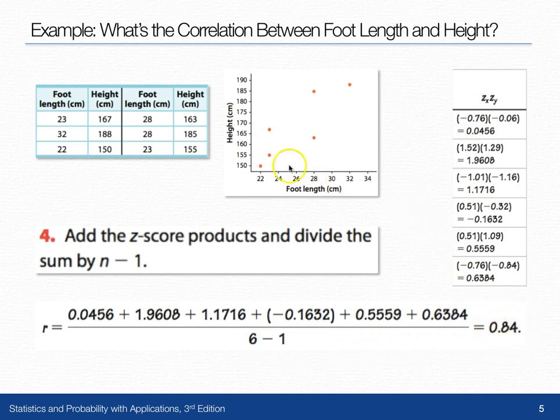Now that matches our original estimate in that it's positive and it's fairly close to 1 because this was a strong positive linear relationship. For additional practice finding the correlation, try exercise 1.